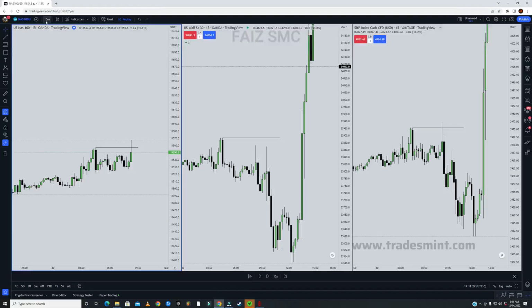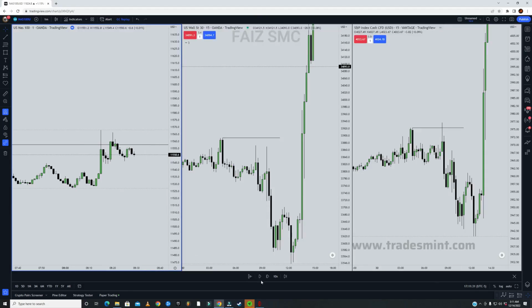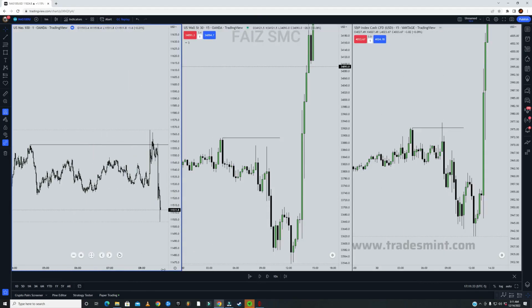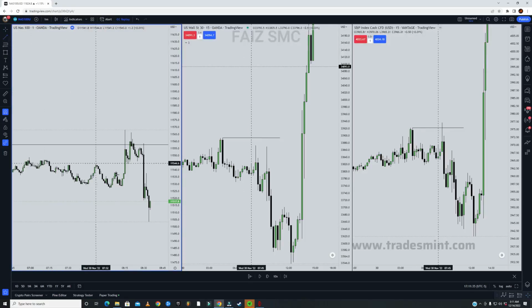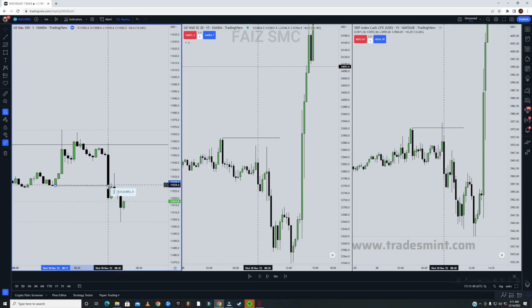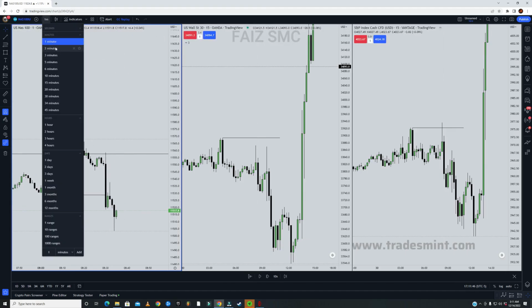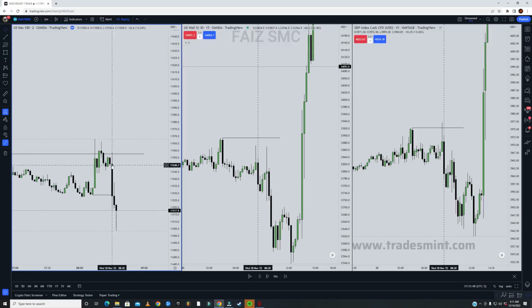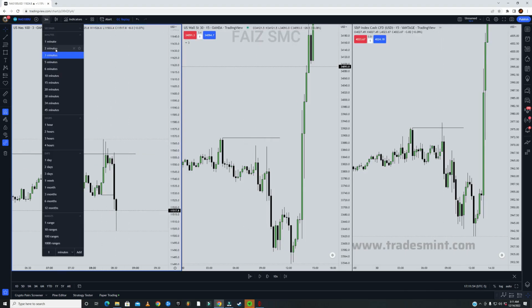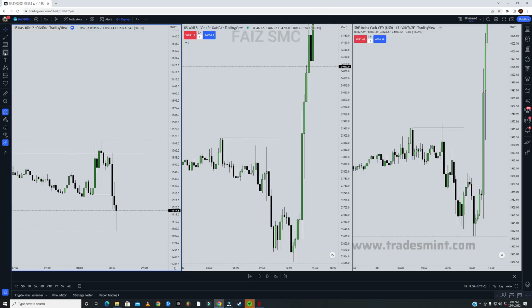So on NAS 100, after the liquidity sweep, if we go back to the 1 minute time frame, we look for market structure shift, and it happens right here, right? It happened right here, you can see. So now when you have a fair value gap this big, what you can do is go to the higher time frame like this, and it's going to show you another fair value gap, which is right here. If I go to the 3-minute time frame, all right, so the 2-minute time frame is this fair value gap.